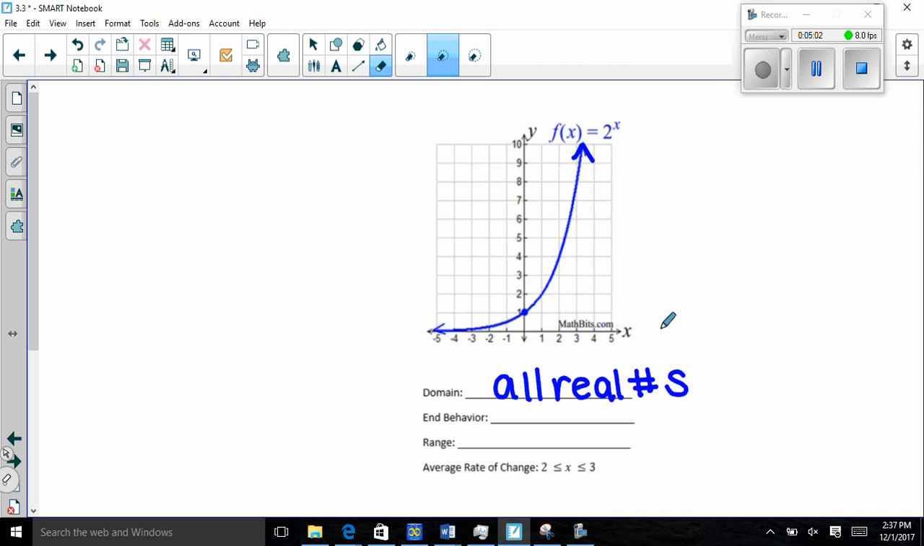So I need to figure out where that asymptote is. Where is that line where it's gearing off towards? So I can see it's kind of ending towards here. So I'm going to draw my asymptote right here.